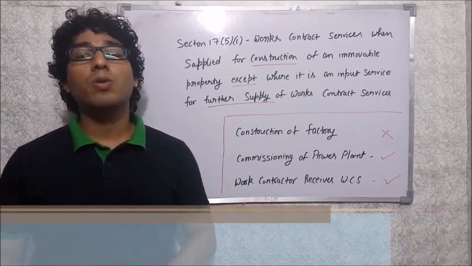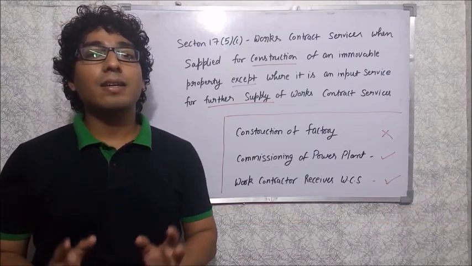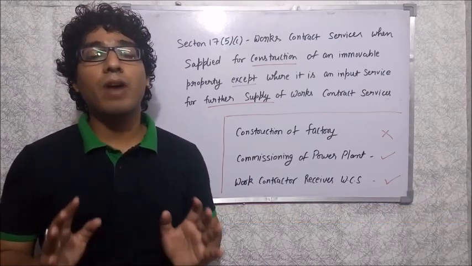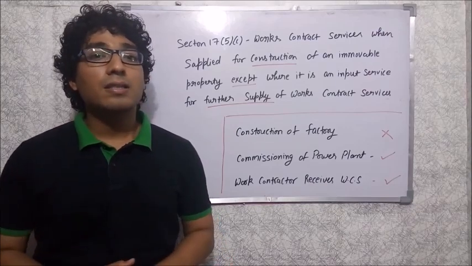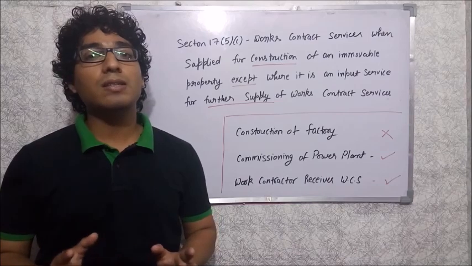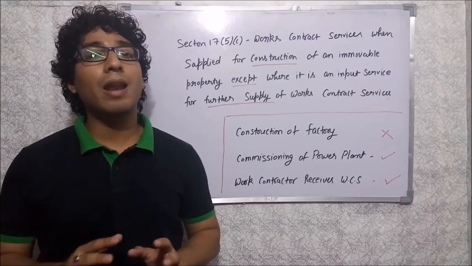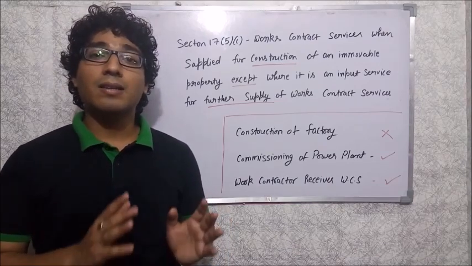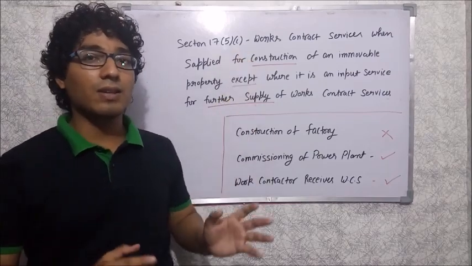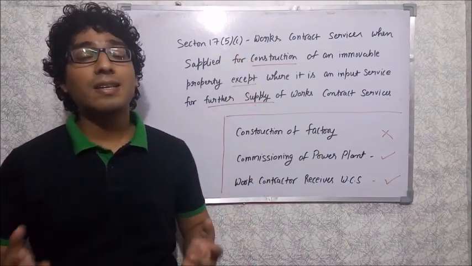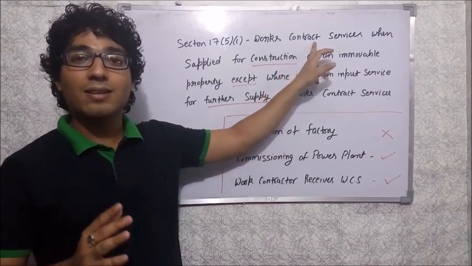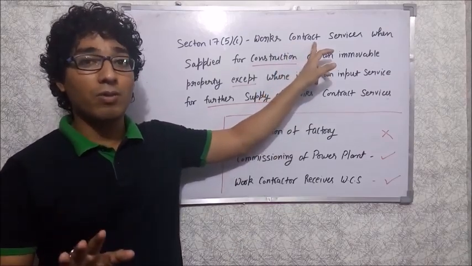The input tax credit is under chapter number 5 of the CGST Act. Section 17 subsection 5 deals with those cases in which the input tax credit will not be allowed to a person, and section 17 subsection 5 clause C says that in the case of works contract service, the credit of input tax will not be allowed.